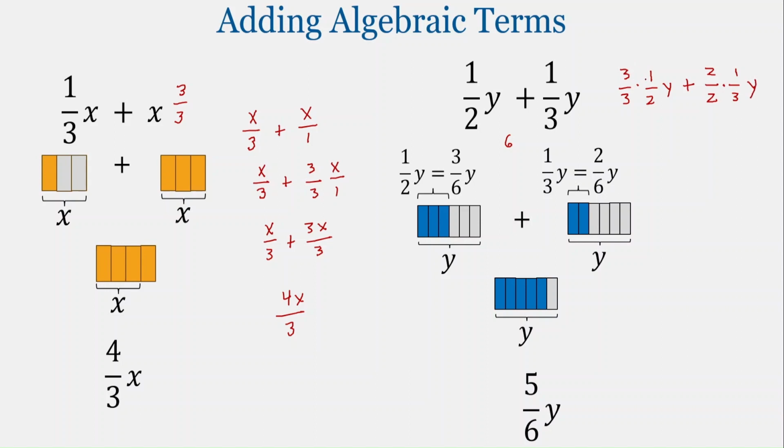So this is going to give us 3 times 1 is 3. 3 times 2 is 6. So 3/6 y plus 2 times 1 is 2. 2 times 3 is 6. 2/6 y. We can also write this as 3y over 6 plus 2y over 6. We add our numerators. That's going to give us 5y all over 6, which is the same thing as 5 over 6y.